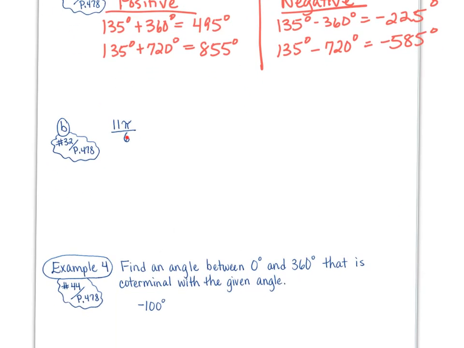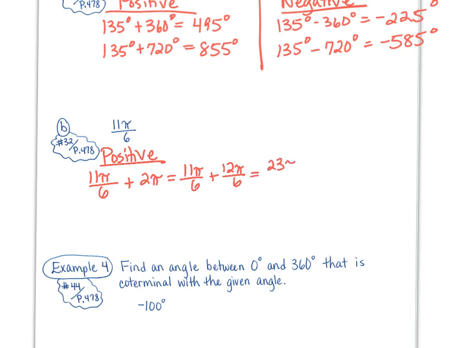Okay, so part B. You're given 11 pi over 6, and we need to find two positive coterminal angles and two negative coterminal angles. For the positive ones, we can take 11 pi over 6 and add 2 pi to that. Adding 2 pi is the same as 11 pi over 6 plus 12 pi over 6, because that's 2 pi. You get 23 pi over 6. That's one positive angle that's coterminal to 11 pi over 6.